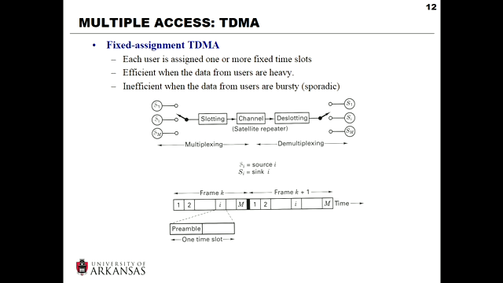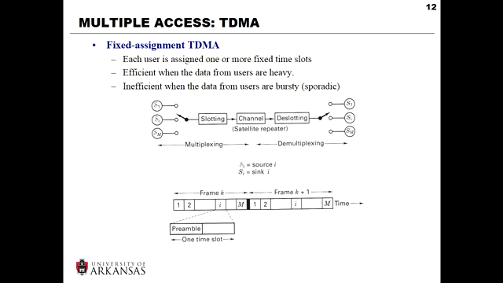We assign a fixed slot for the voice traffic, and that's why the cell phone company will tell you every month you have 500 minutes, you have 1,000 minutes, right? Because that's how much time that you can have that slot.